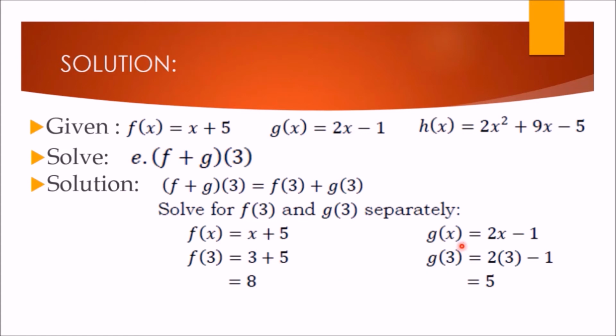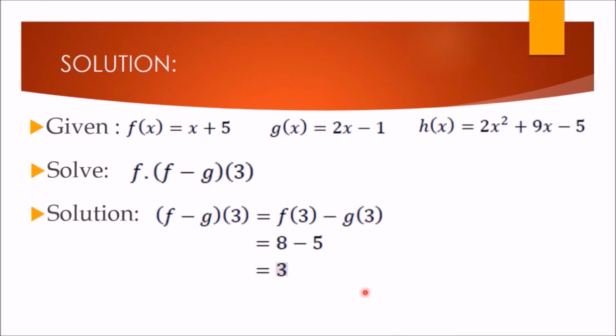In g of x, your function is 2x minus 1. If you are solving g of 3, you change x to 3. So that is 2 times 3 minus 1. The product of 2 and 3 is 6, subtracted by 1 is 5. Therefore, your final answer for f plus g of 3 is 13, because you add 8 and 5, and that gives you 13.